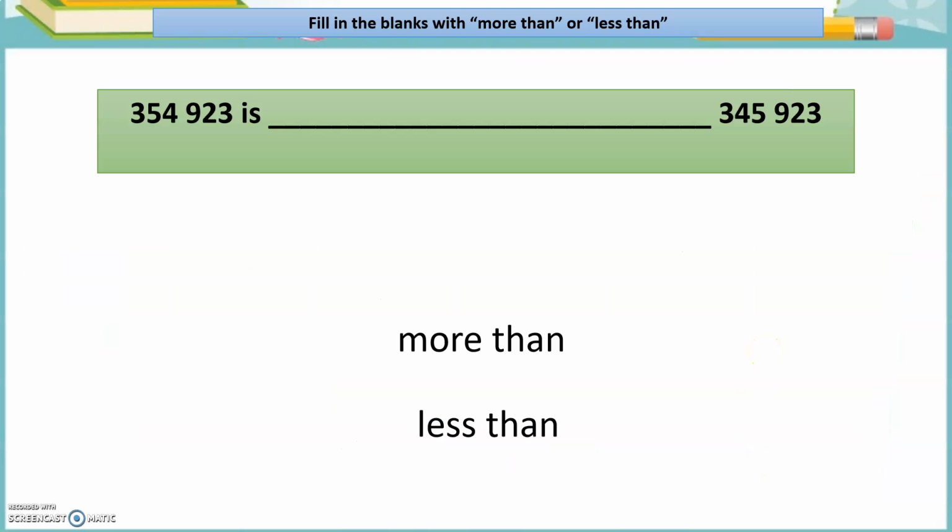2. Fill in the blanks with more than or less than. Here, there are two numbers. First, count the digits 1, 2, 3, 4, 5, 6. This one also 6 digits. So, we should compare from the left. Here is 3, 3, same, equals. Here is 5, here is 4. So, this one is more than.